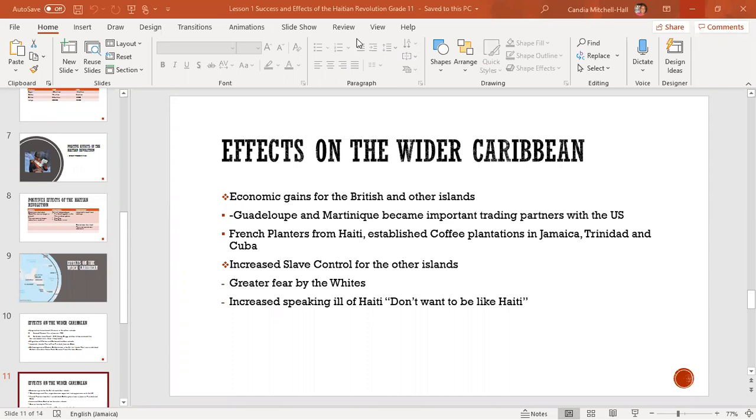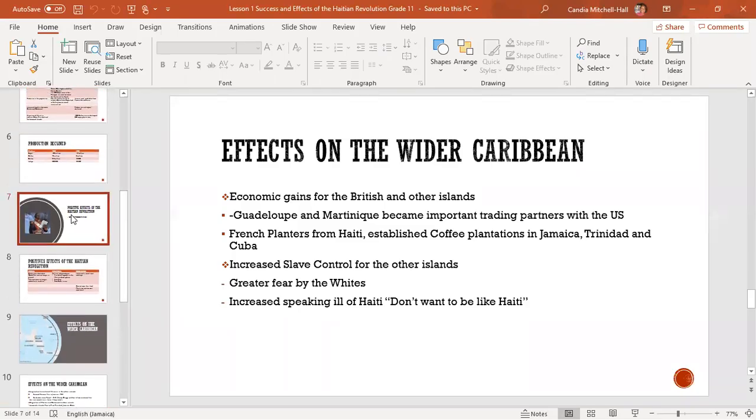The Haitian Revolution abolished slavery on the island. It was the first major successful slave revolt in the Atlantic world. The Haitian, oh, yes, sir, that was the only one that I remember.